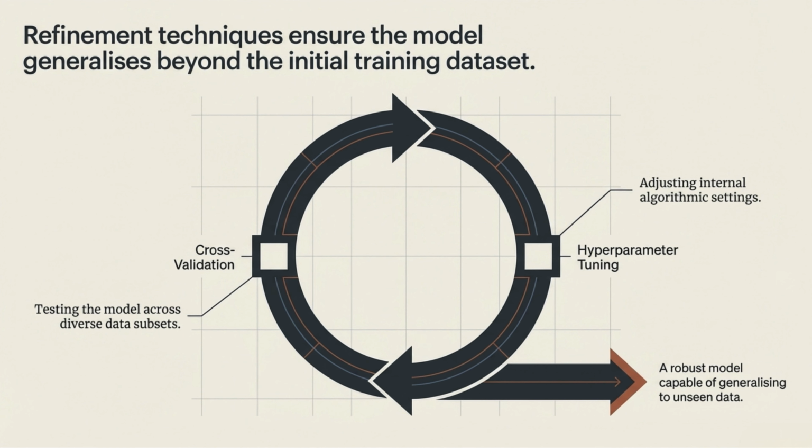Refinement ensures the model performs well beyond the training dataset. Techniques like cross-validation test the model across multiple data subsets. Hyperparameter tuning optimizes internal algorithm settings. The goal is to achieve a robust model that generalizes to unseen data.